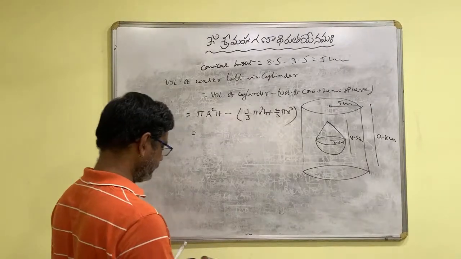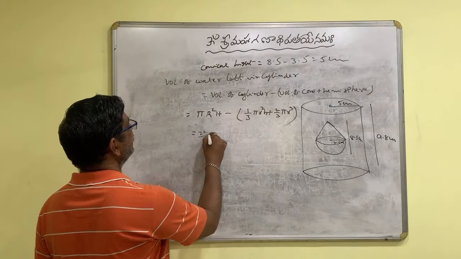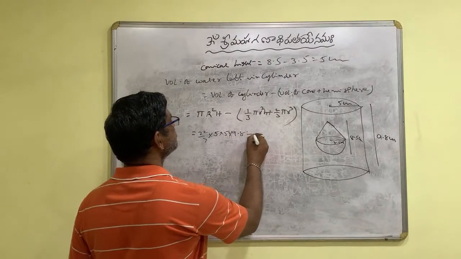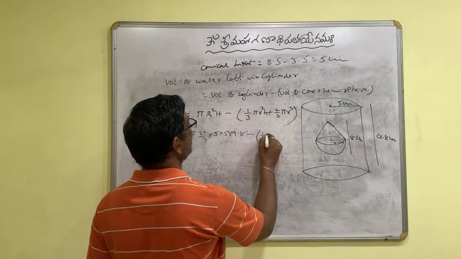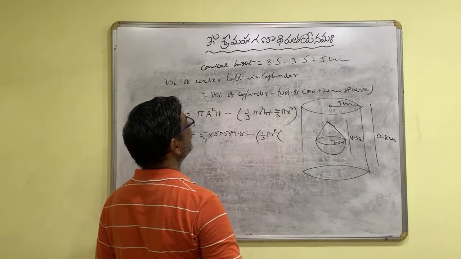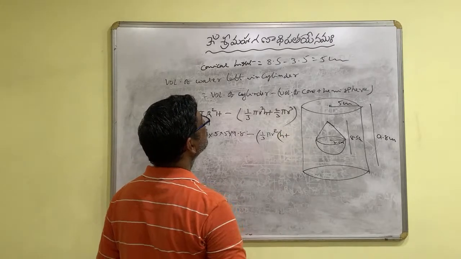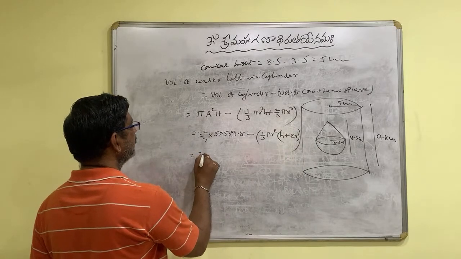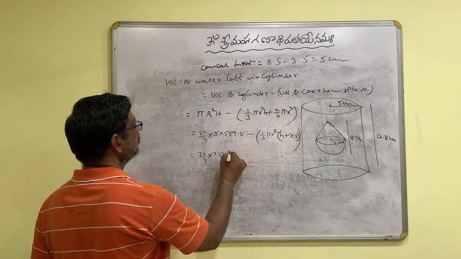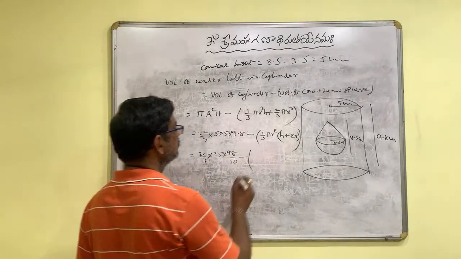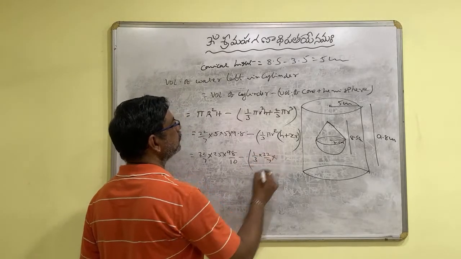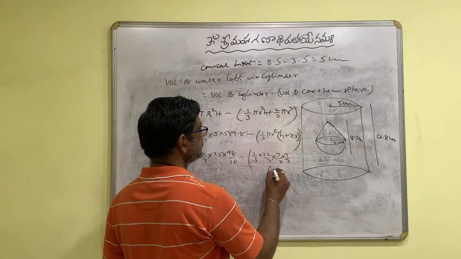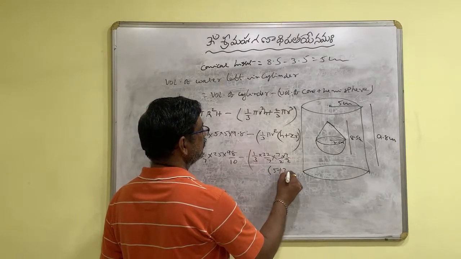Now substitute the values. 22 by 7 into radius, 5 into 5 into height, 9.8. Minus, we can take here 1/3 pi r square common here. 1/3 pi r square. So remaining is h plus 2r. So 22 by 7 into 25 into 98 by 10 minus 1/3 into 22 by 7 into radius 3.5. 3.5 you write it as 7 by 2 into 7 by 2 plus h 5 plus 2 into 7 by 2.